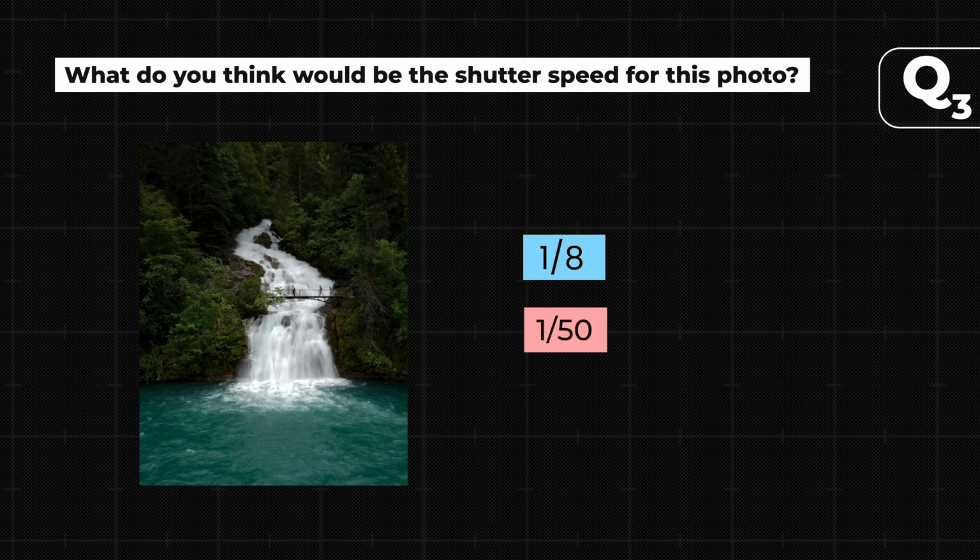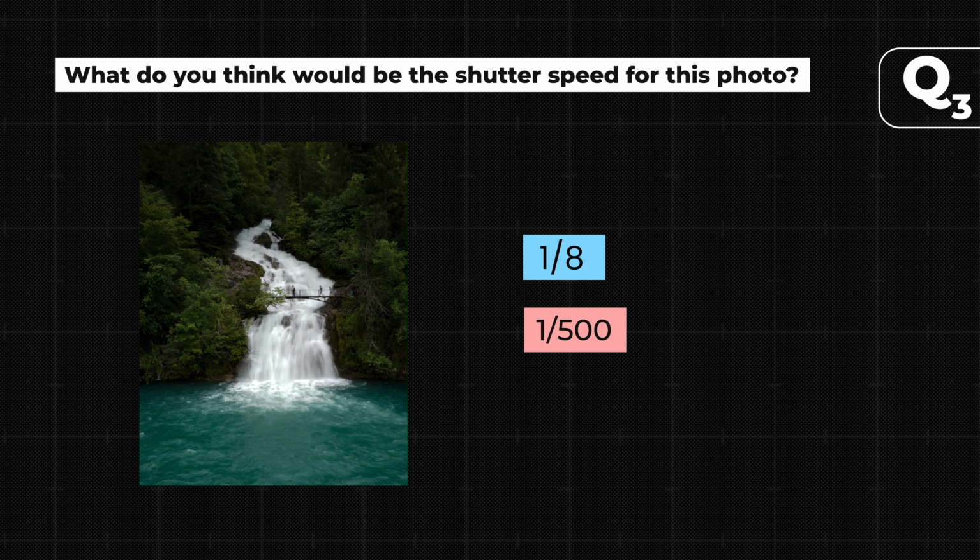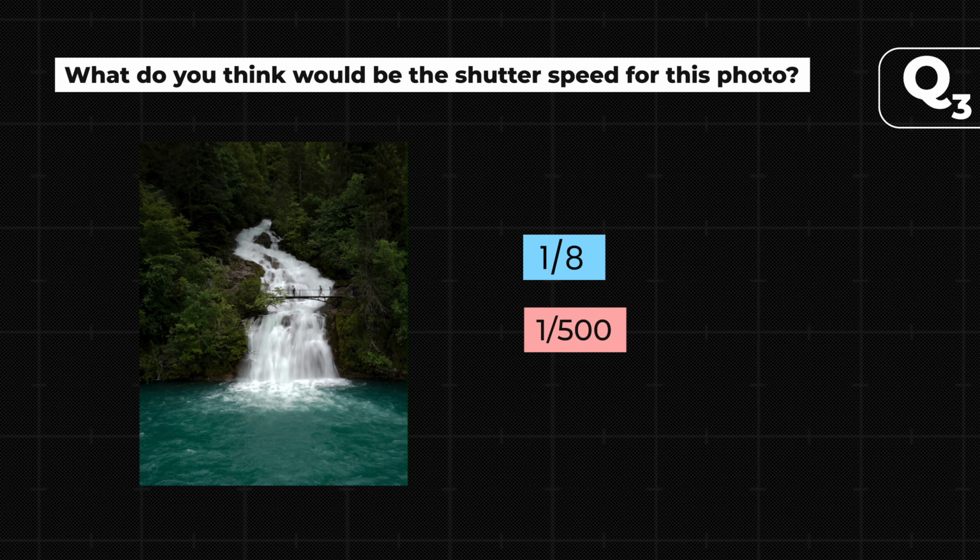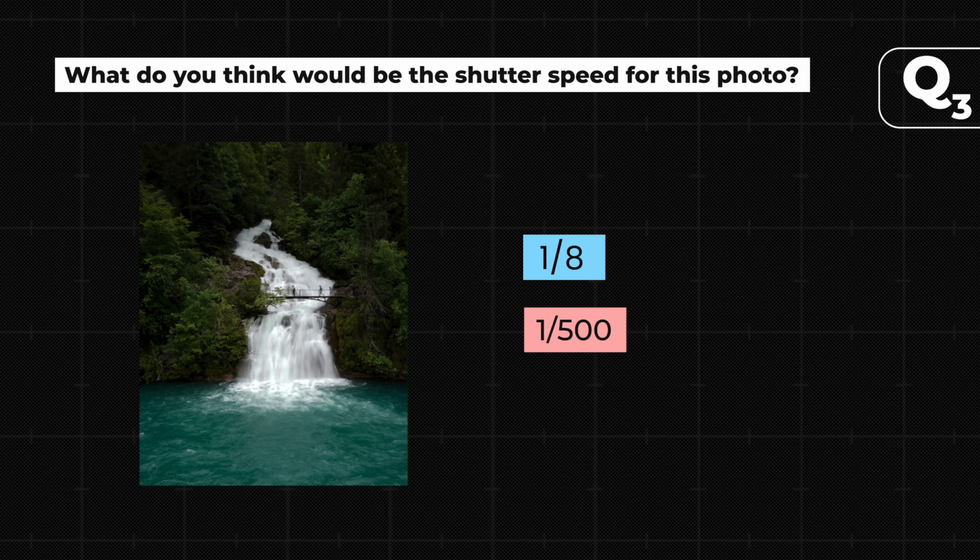Question number 3. What do you think would be the shutter speed for this photo? Now, as you can see, the water in the waterfalls looks smooth and creamy, almost continuous. Now, this is a result of motion blur. And in order to get motion blur in a photograph, the shutter speed needs to be slow. And hence, for this photograph, the shutter speed in all likelihood was.